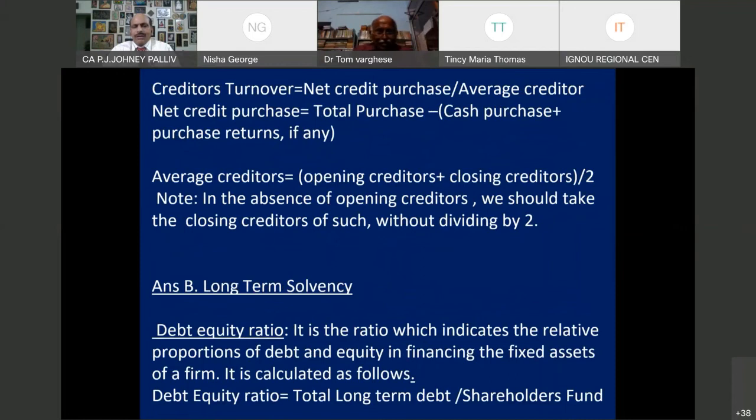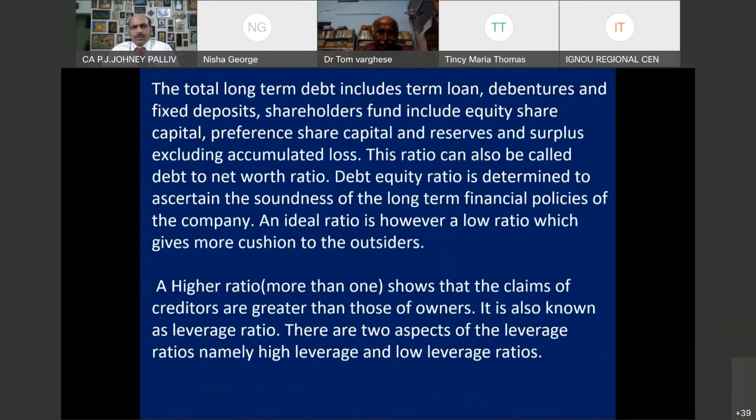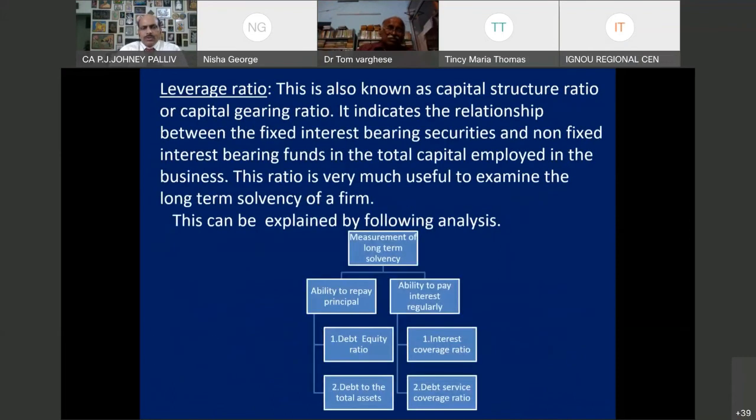You can see the last line, debt equity ratio is long term debt divided by shareholders funds. Shareholders are owners. So the ratio is a relation between these two, and these two aspects are the leverage ratios, namely higher leverage and low leverage ratios. So we are now coming to leverage ratio. What do you mean by leverage ratio? A capital structure ratio or capital gearing ratio. This is what is called leverage ratio.